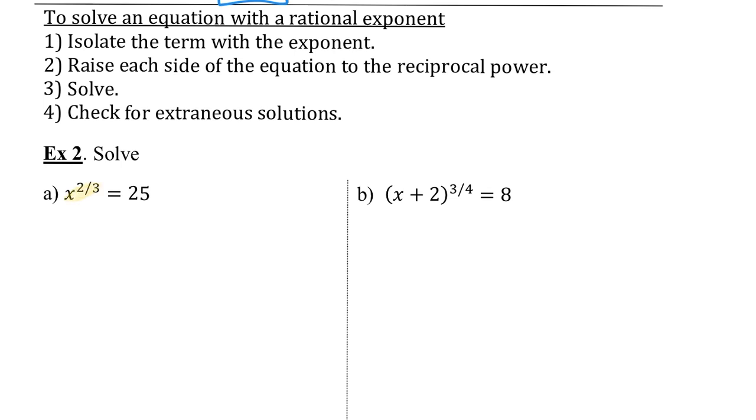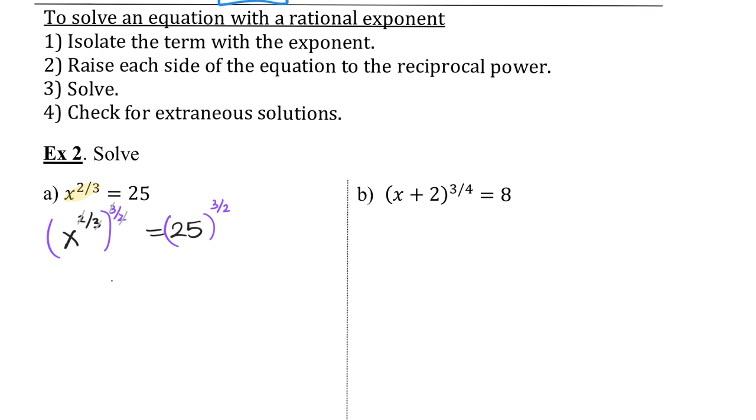Okay, so I'm going to isolate the term with the exponent. This is the term with the exponent. You don't need to rewrite it, I'm just rewriting it because I need a little more space when I write. Now step 2, I'm going to raise each side of the equation to the reciprocal power. Since this is to the 2/3, I'm going to raise it to the 3/2. If I do it on the left, I do it on the right. The reason we do reciprocal is the 3 cancels and the 2 cancels.